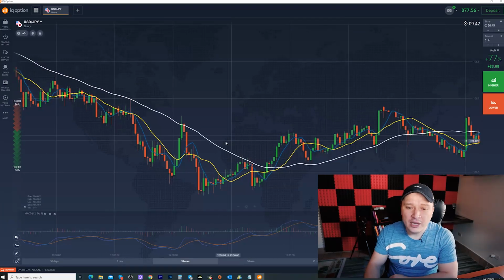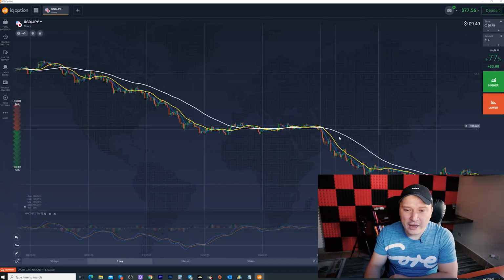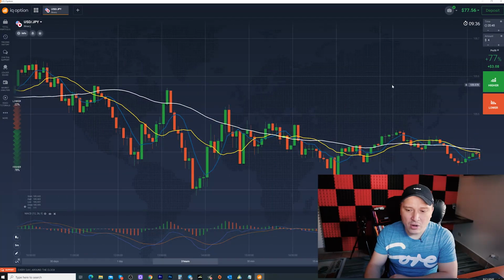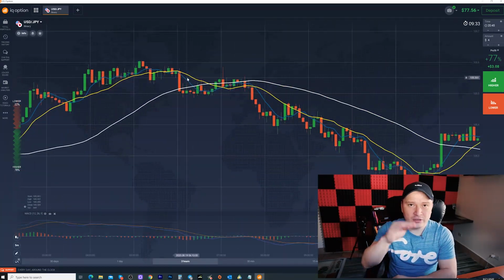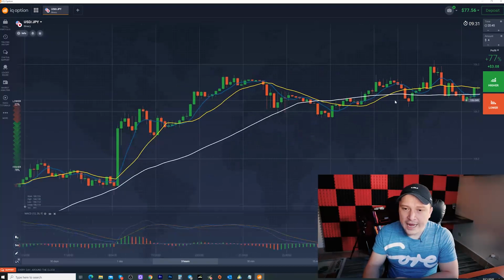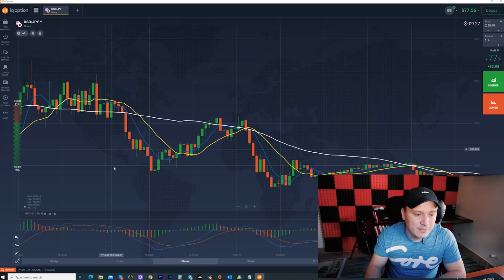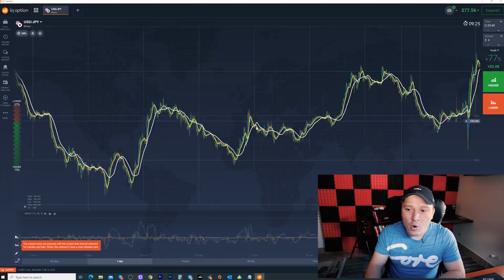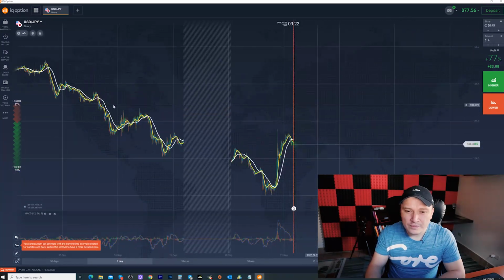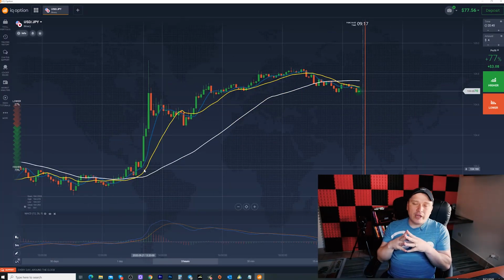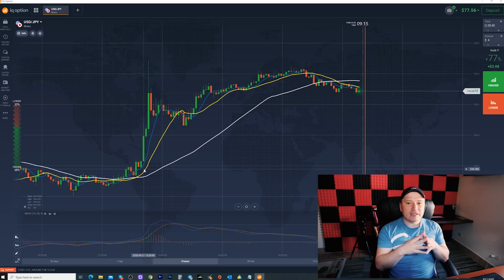Very, very simple. If you notice the blue moving average with a period of 6, it's moving all around, just bouncing around. And the yellow is a little bit more stable. And then the white one barely moves, right? The white one is the one that moves the least. The blue line is the one that moves the most. So what is it that we look for?